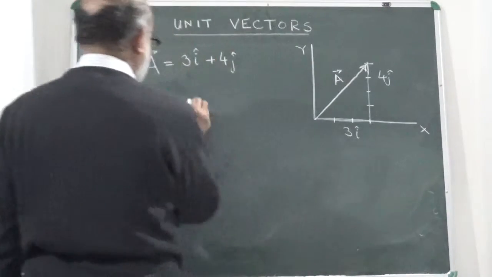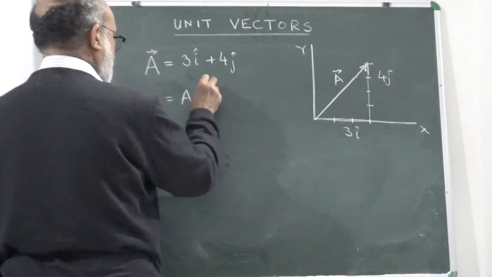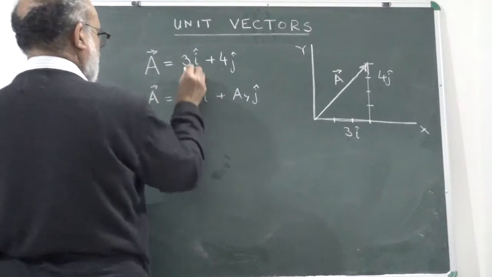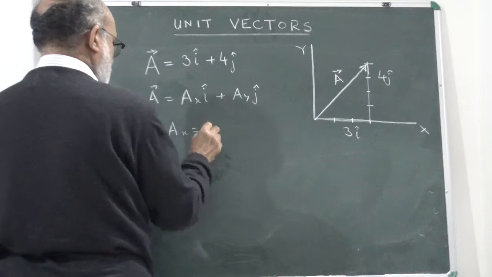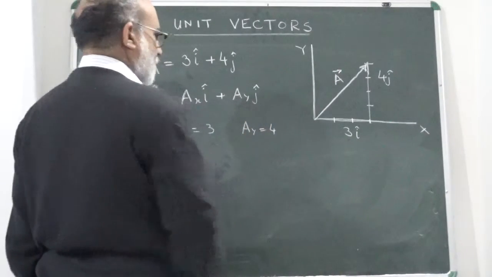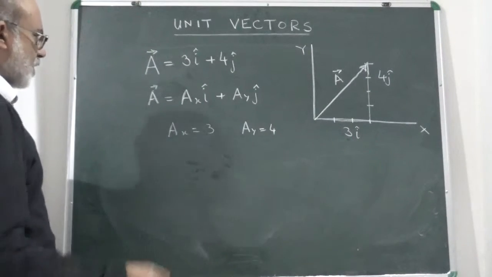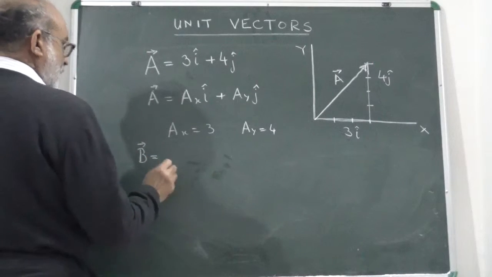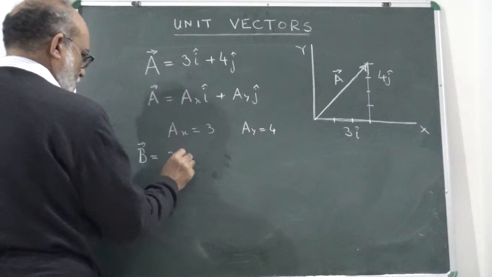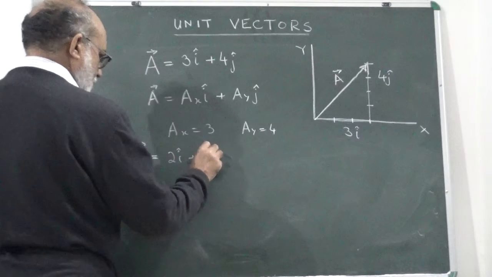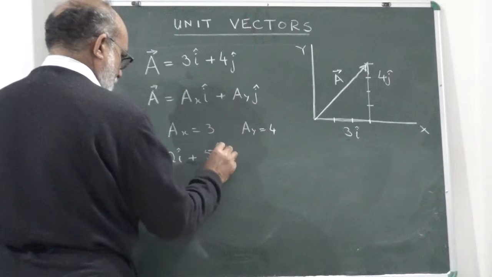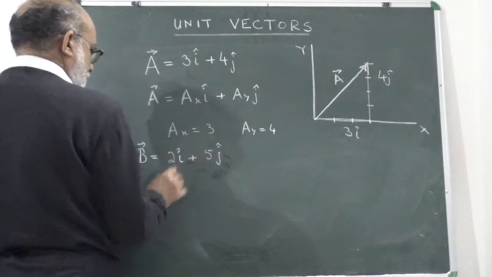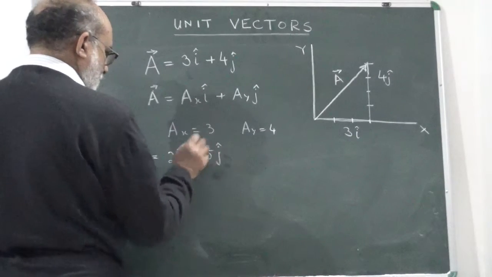Or you can say this is ax i plus ay j, where ax is 3 and ay is 4. Now suppose we have another vector B, and it is 2i plus 5j. This is another vector having its amplitude along the x-axis as 2 and along the y-axis as 5.